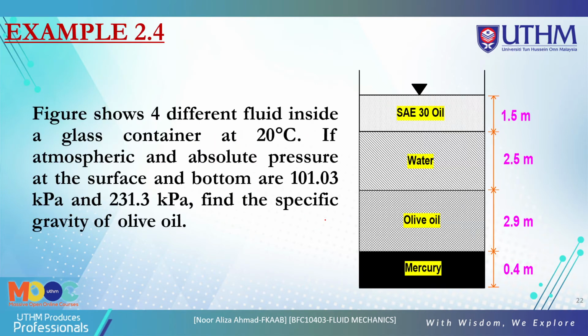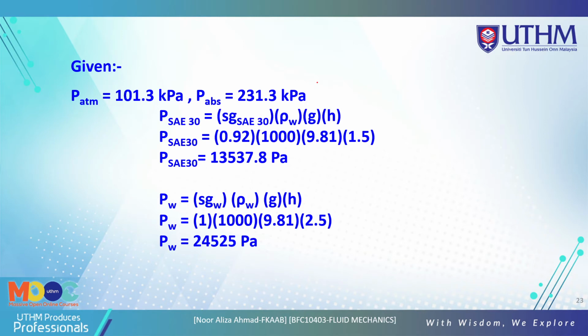Okay, so now we look at the example of 2.4 here. The figure shows 4 different fluids inside a glass container at 20 degrees Celsius. If the atmospheric pressure and the absolute pressure at the surface and bottom are 101.03 kilopascal and 231.3 kilopascal, find the specific gravity of olive oil. So this is the SAE here, with the specific gravity. So the SG is given. Just look at the solution here.